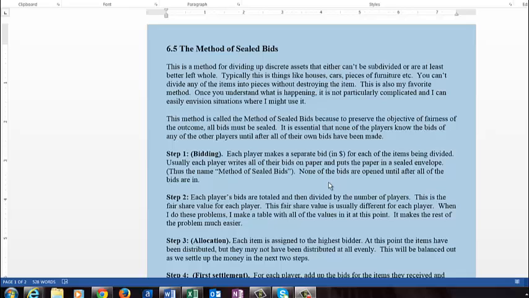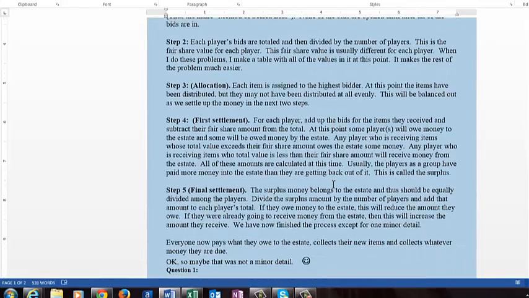Step 2. Each player's bids are totaled and then divided by the number of players. This is the fair share value for each player. This fair share value is usually different for each player. When I do these problems, I make a table with all the values in it at this point. It makes the rest of the problem much easier.